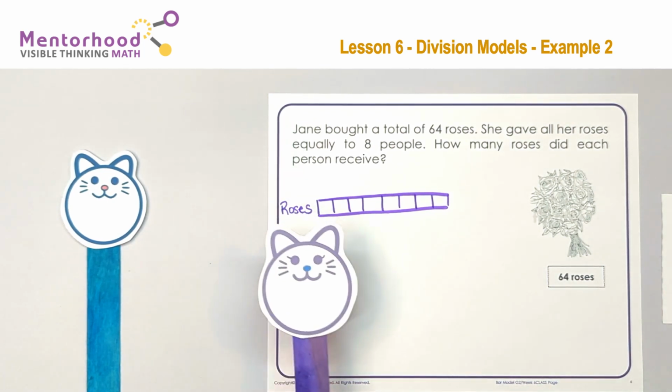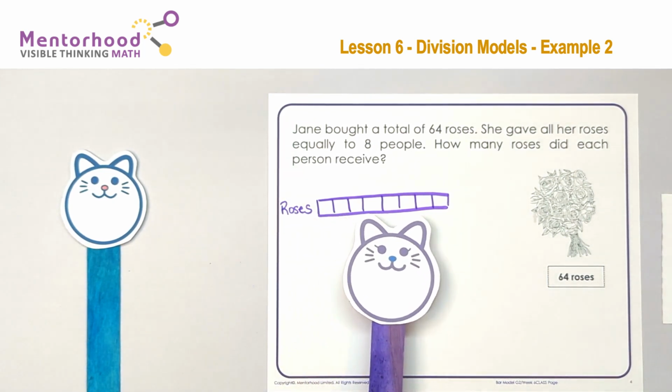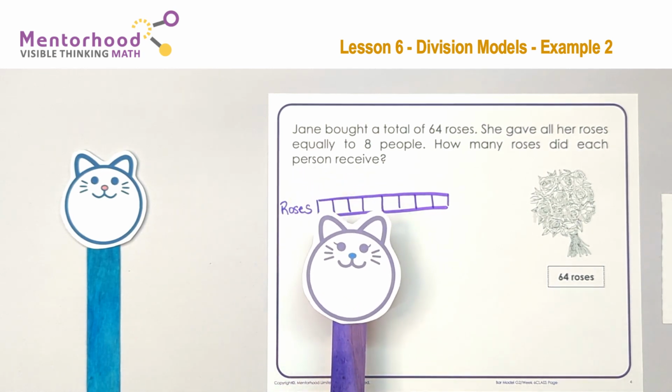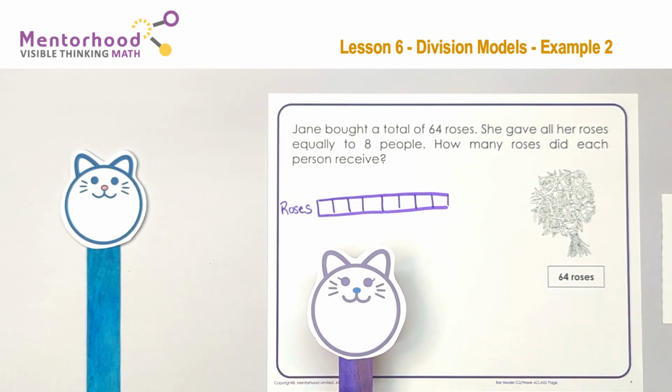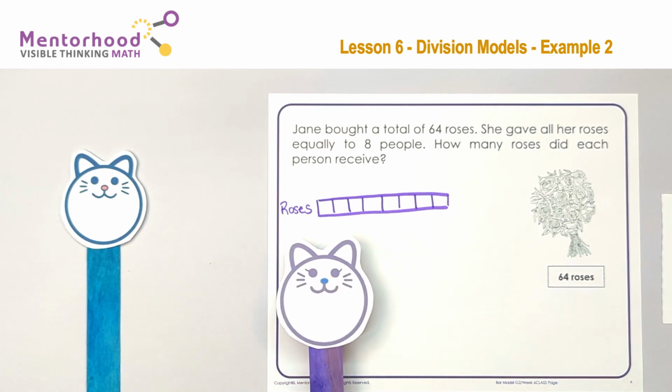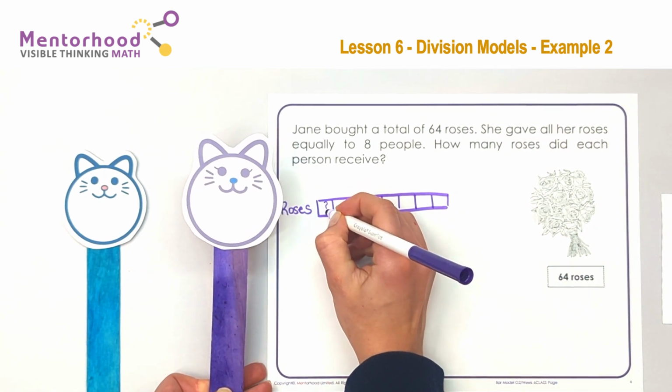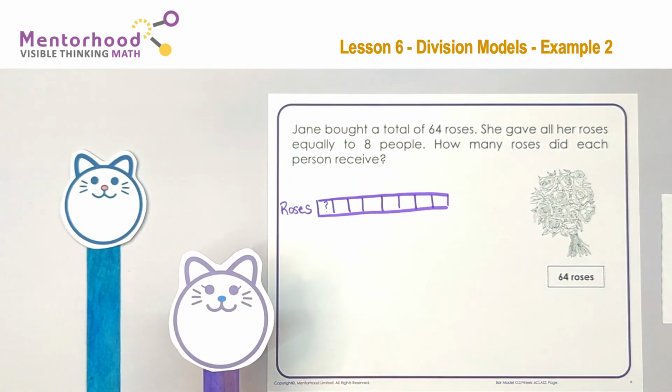Okay, so here are 8 boxes for Jane's roses. Now, how many are going to go in each box? Do we know? Nope, so we're going to leave that blank. We can even put a little question mark to remind ourselves that that is our missing number.